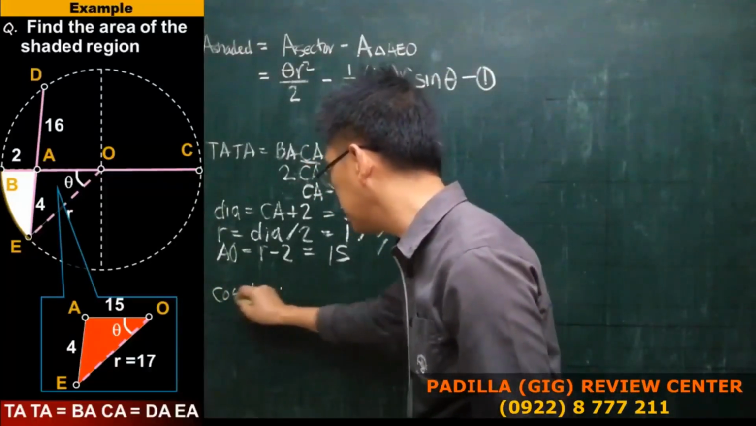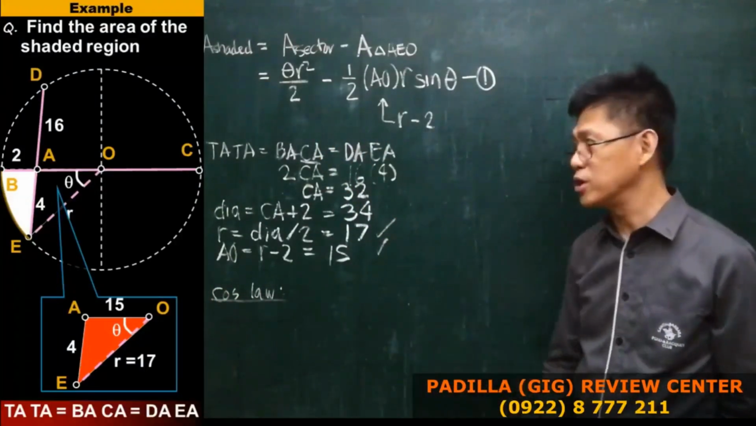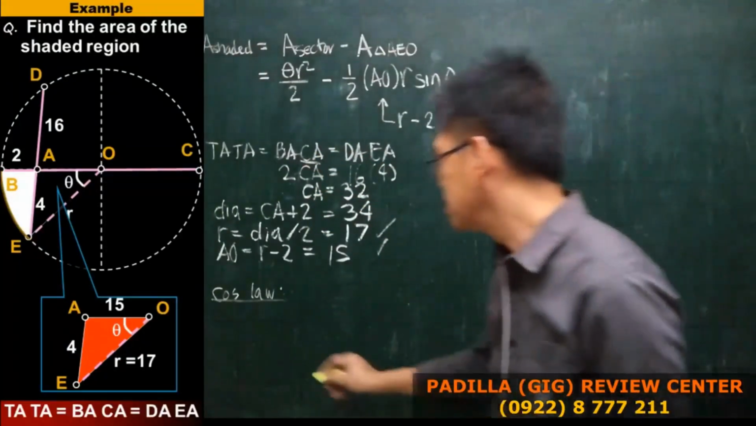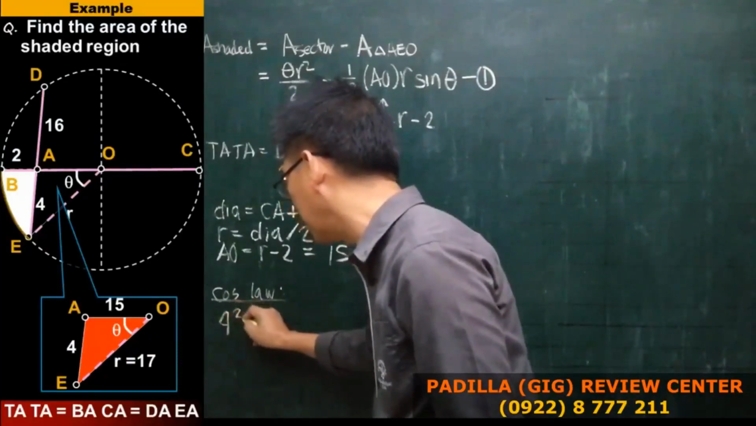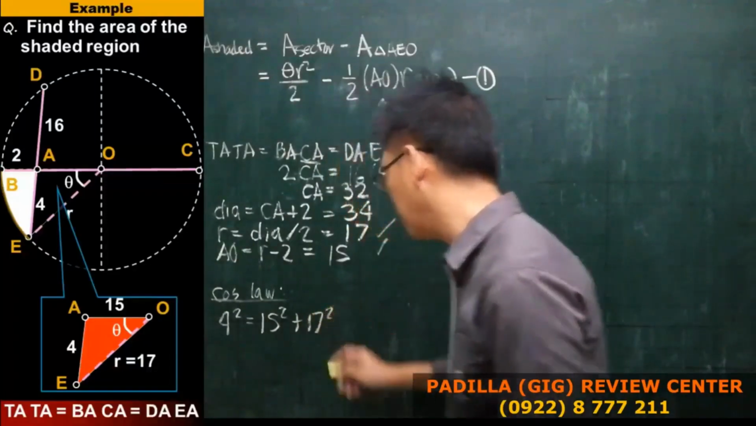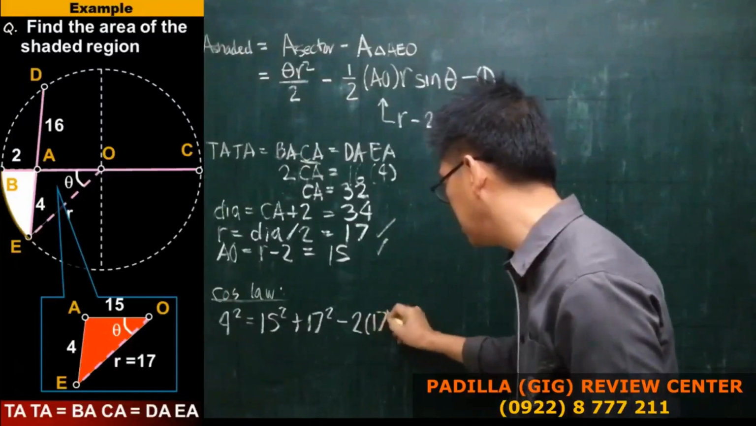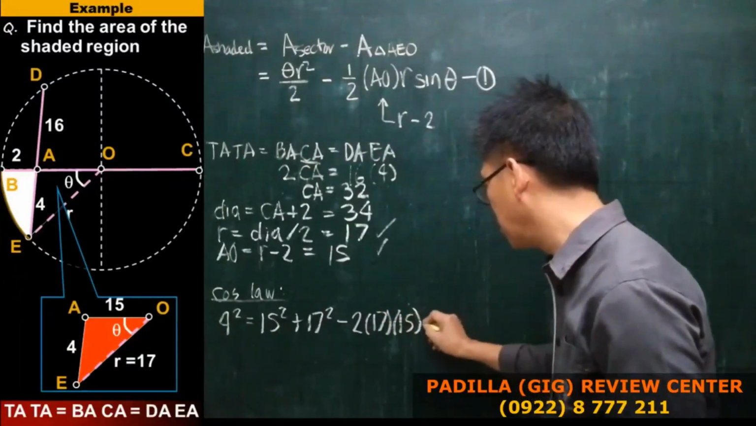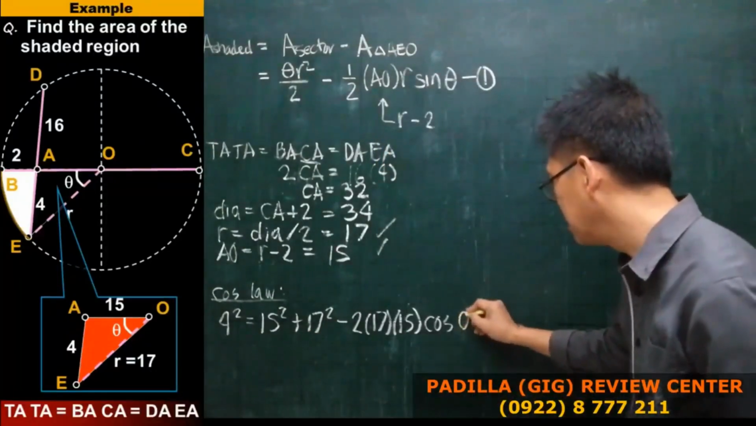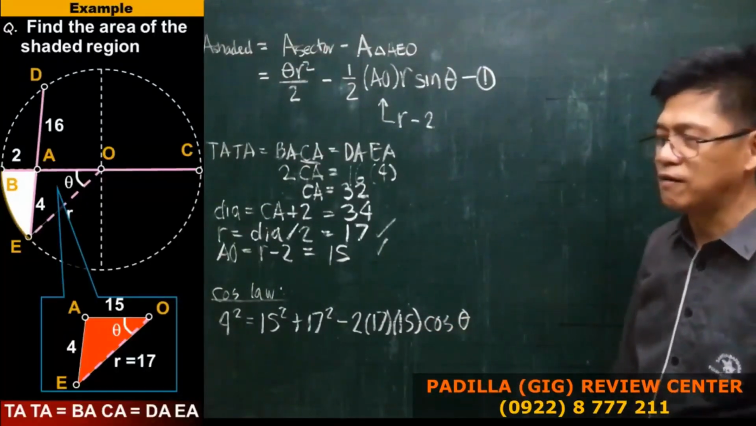Applying cosine law, in as much as we want to solve theta, let me begin with the side opposite of theta. What is the side opposite theta? It's 4. So, you have 4 squared is equal to 15 squared plus 17 squared minus twice their product, 2 times 17 times 15 cosine of the angle opposite 4, and that is theta. So this is one equation in terms of theta.